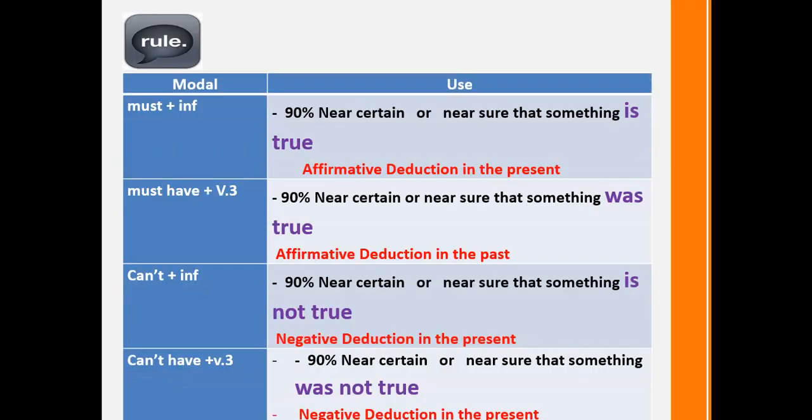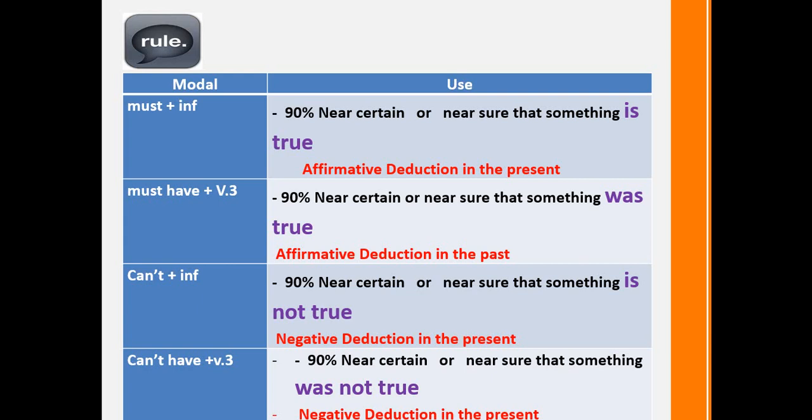This can be summarized in the following table. Look at the column on the left, the modal, and on the right the use and some key words. Must plus infinitive when we are 90% near certain or near sure that something is true. We call this kind of deduction affirmative deduction in the present. The second, must have plus verb 3. This is the past of must plus infinitive. We use it when we are 90% near sure or near certain that something was true. Affirmative deduction in the past.